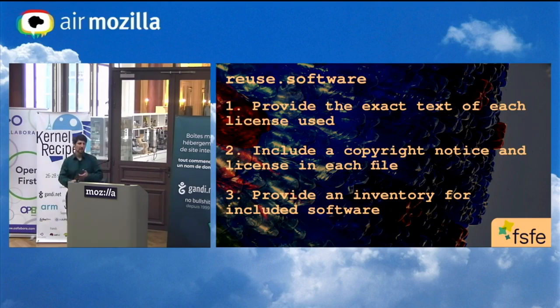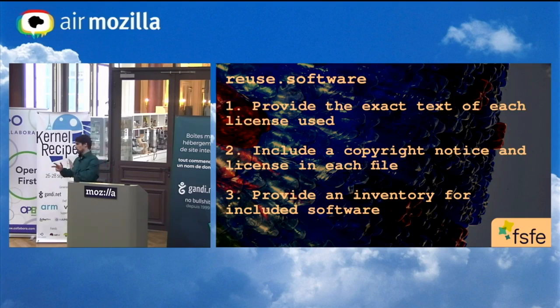So the first one is to make sure that you provide the exact text of each license which you use, so that you don't just add a link to this license or say it's this license, but that you actually provide the full license text. That you include a copyright notice and a license in each file. And that you provide an inventory for the included software.